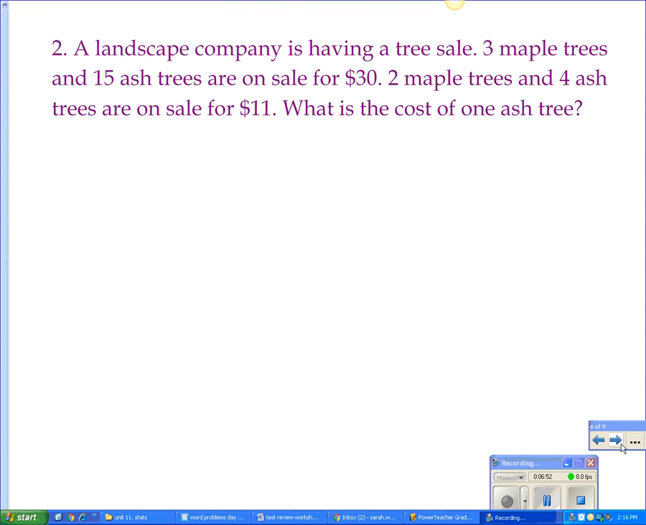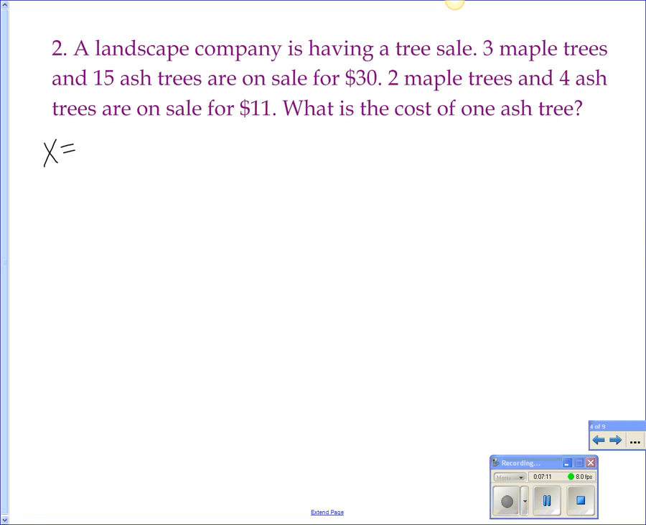Number 2, a landscape company is having a tree sale. 3 maple trees and 15 ash trees are on sale for $30. 2 maple trees and 4 ash trees are on sale for $11. What is the cost of 1 ash tree? All right, first thing I want to do is put X equals and Y equals. Zaria, what are the 2 types of trees that we are buying?